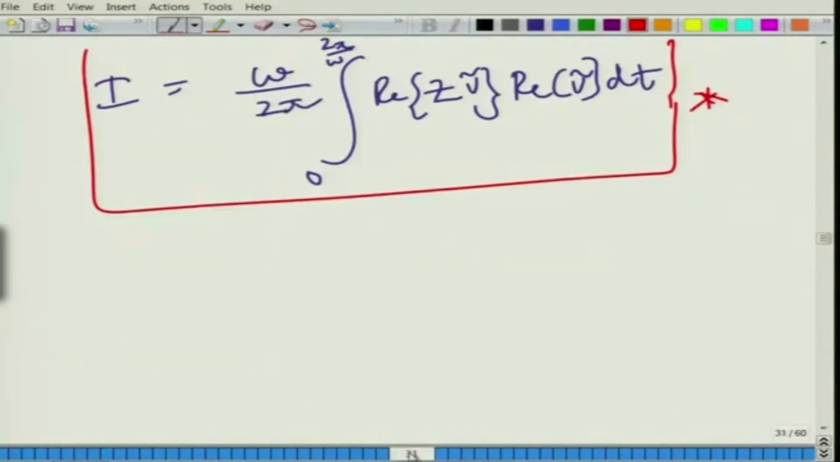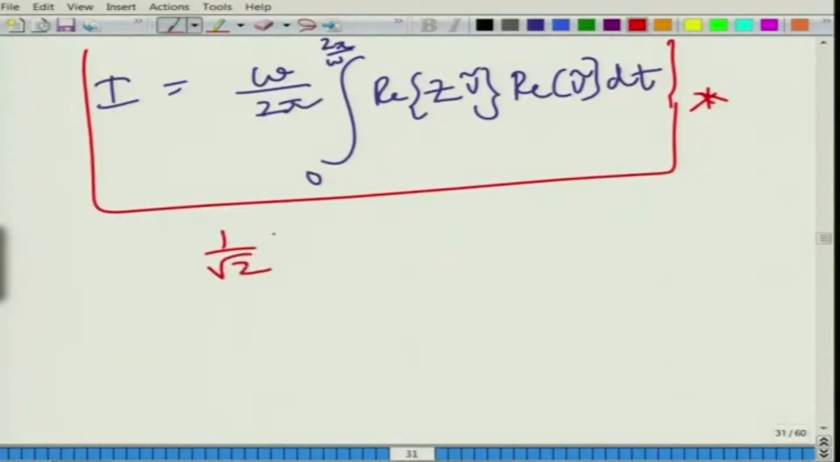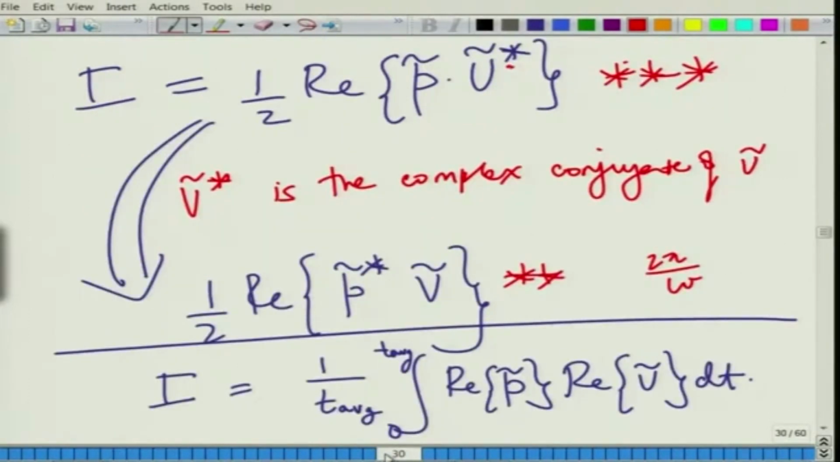This is the same. The idea is that either we figure out the real parts of pressure and velocity and integrate them to find the intensity, or simply taking half of the real part of P into U star, the complex conjugate, will give us this. The half happens because we are integrating over a period of time T average, which is 2 pi by omega, and the half factor comes because when you take the RMS you get 1 by root 2, and similarly 1 by root 2 for the velocity. So, the half factor is basically for the time averaging.